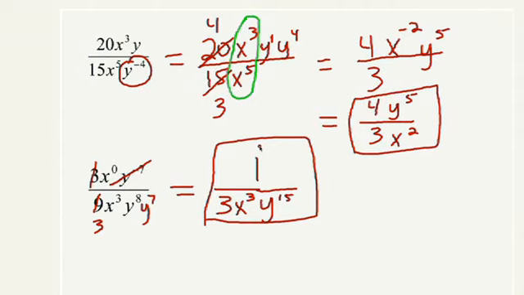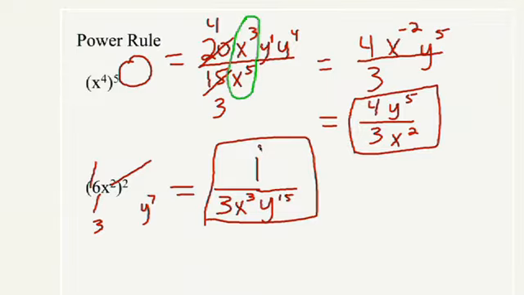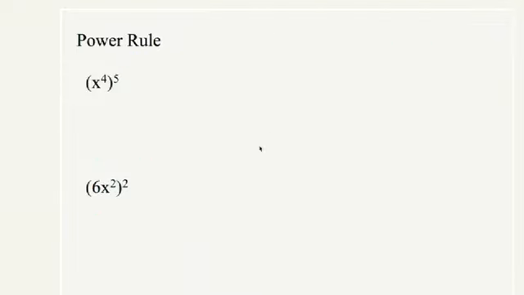You can always think of there being a 1 in front of anything in the top of a fraction or in front of anything in the bottom of a fraction. All right, let's move on now to the last rule, the power rule. This one says, if you raise a power to a power, you multiply the exponents.